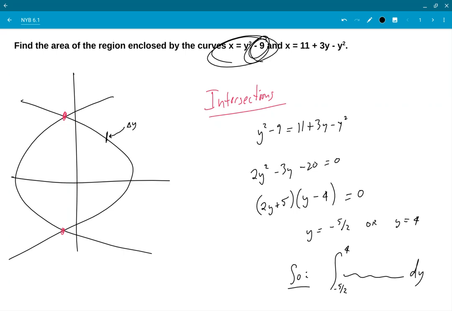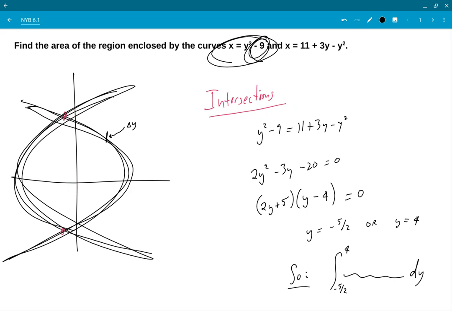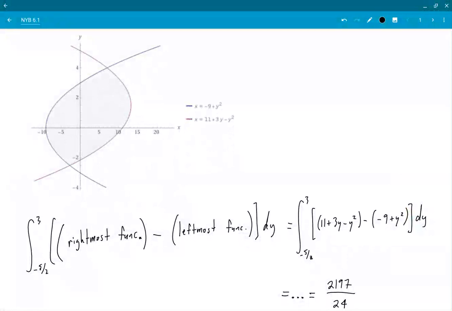Okay, so above we were doing upper function minus lower function. But now, because this is the positive x-axis over here, we're going to be doing the rightmost function minus the leftmost function. So here's a more accurate picture down here, and the calculation below. As you can see, I do rightmost function instead of the upper function, and leftmost function instead of the lower function. But otherwise, it's quite similar to what we've done before. And as noted above, you can see my intersections end up as the endpoints of my integral, because we are doing an integral from y equals negative 2.5 up to y equals 4.